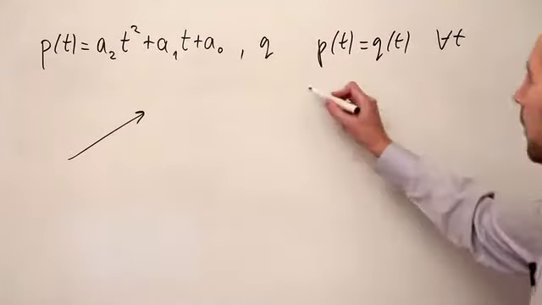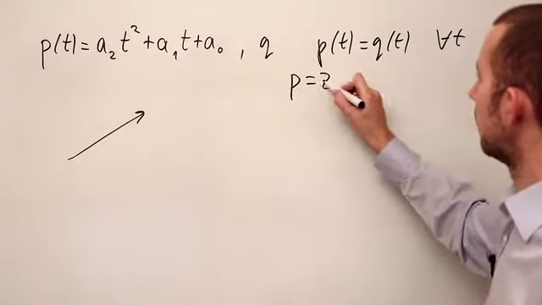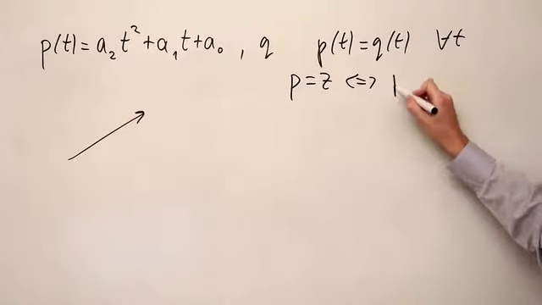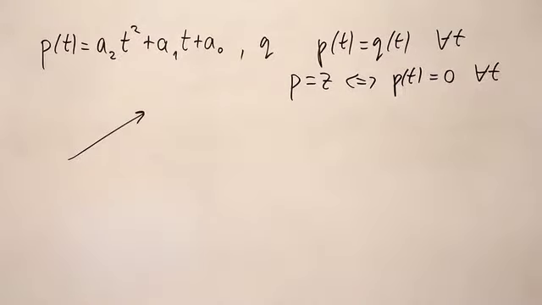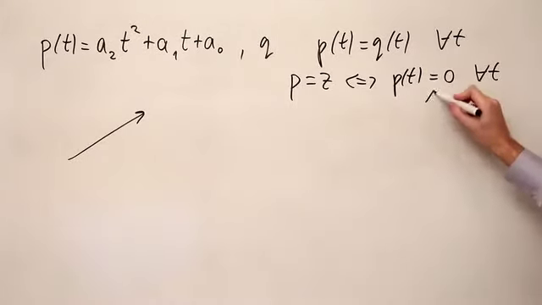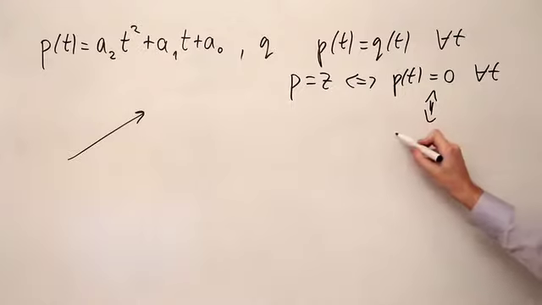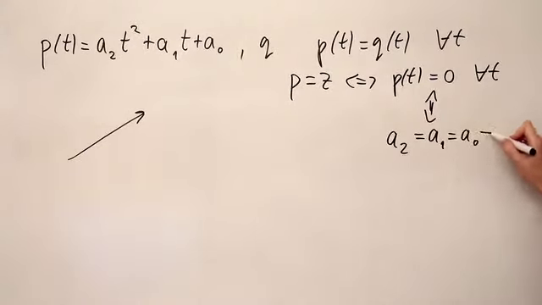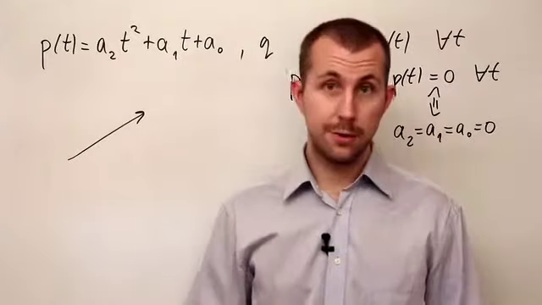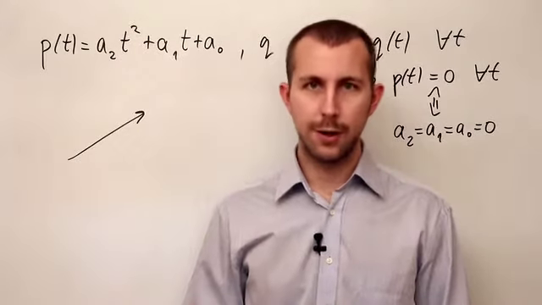In particular, the equality p equals 0 polynomial holds if and only if p(t) equals 0 for all t. By the way, since any polynomial has only finitely many roots, this equality holds for all t if and only if all the coefficients of p are zeros, so a2 equals a1 equals a0 equals 0. The similar statement holds for the polynomials of higher degree as well. So you see that polynomials and standard vectors are quite different.